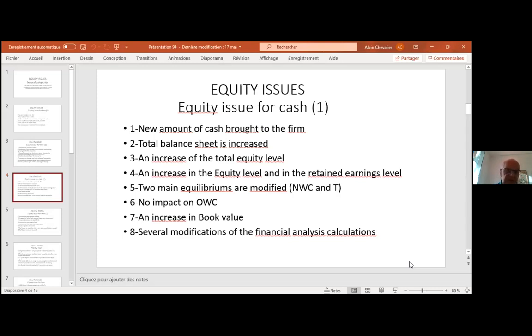Why? Because it means that the liquidity position of the firm is improved, and it means also that the debt equity ratio is improved. In many cases, we also increase the debt capacity.